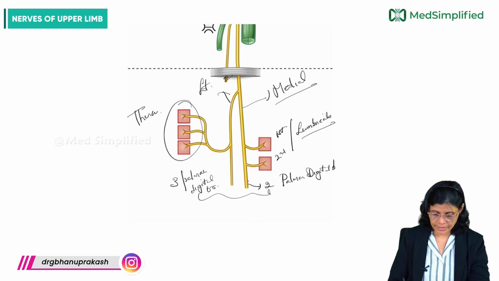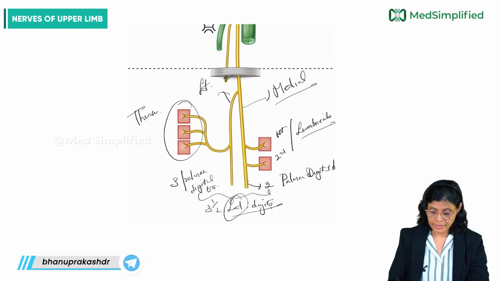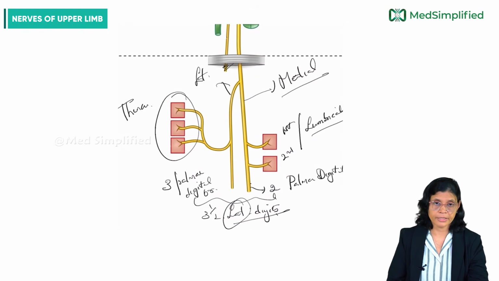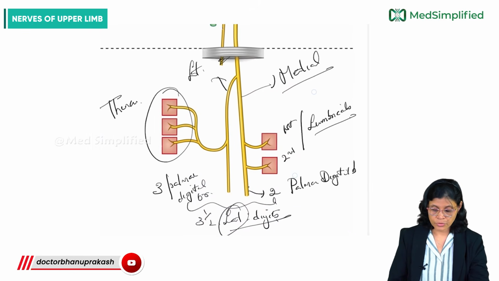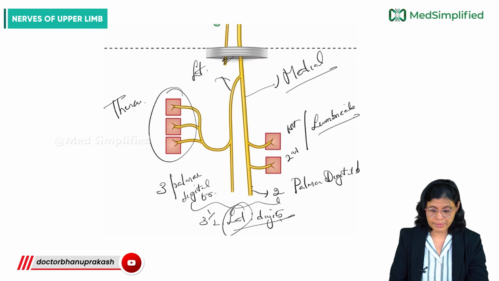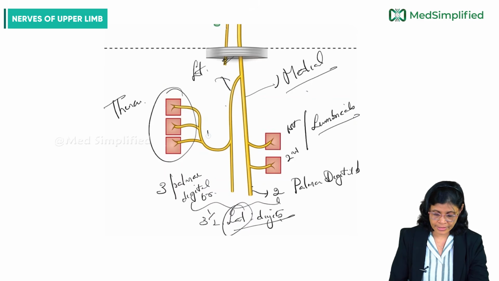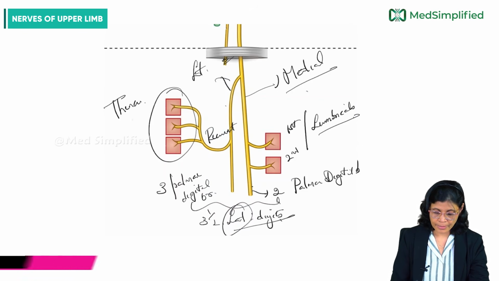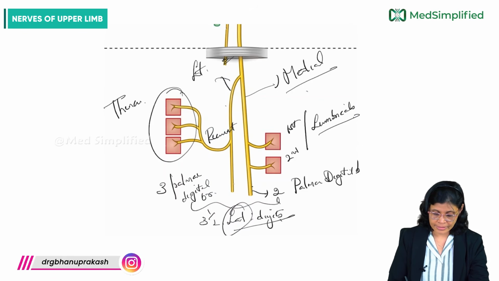Together, they will be supplying the skin over the lateral 3.5 digits over the palmar aspect. So that is about the distribution of the median nerve in the palm. Once the median nerve enters the carpal tunnel, it will divide into a lateral and a medial branch. The lateral branch will give the recurrent branch, which will supply the thenar muscles, and it will also give 3 palmar digital branches.